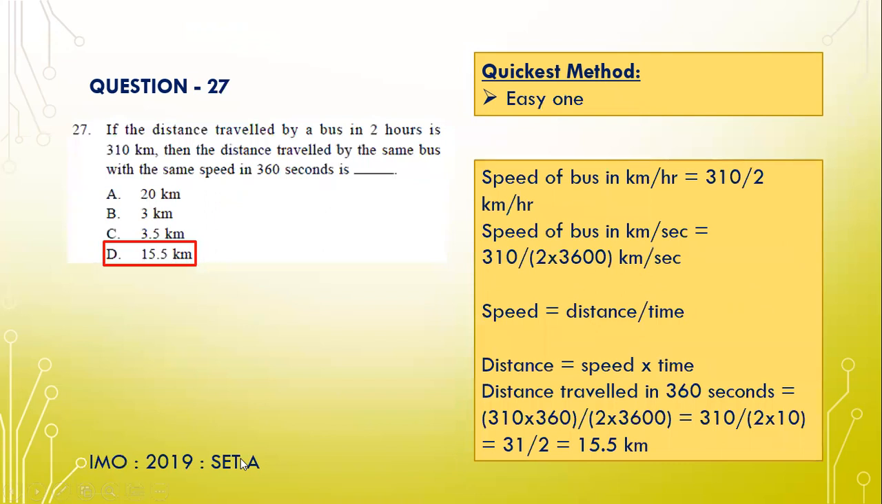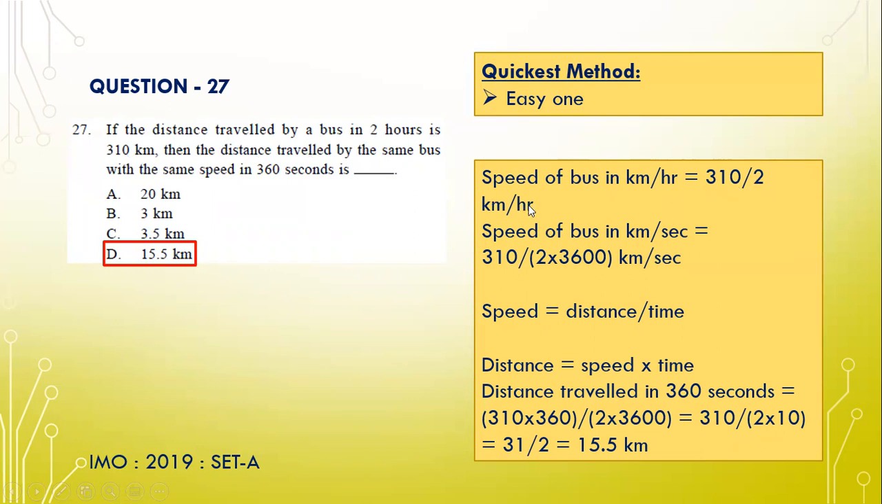Okay, next one. If the distance traveled by a bus in 2 hours is 310 kilometers, then what is the distance traveled by the same bus with the same speed in 360 seconds? So first we have to find the speed of the bus. Speed of the bus is 310 divided by 2 hours, isn't it? Distance traveled is 310 and time is 2 hours. So speed is 310 upon 2 kilometers per hour.